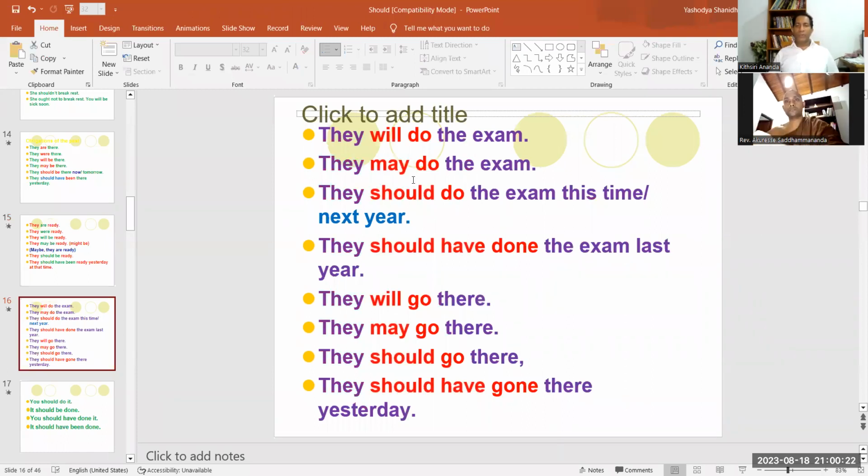When we are going to use sort of ordinary verb, you can see they will do the exam. They may do the exam. We are not sure, but we think so. They may do the exam. They should do the exam this time.